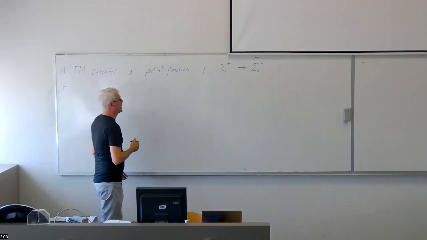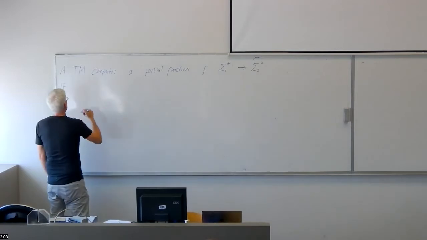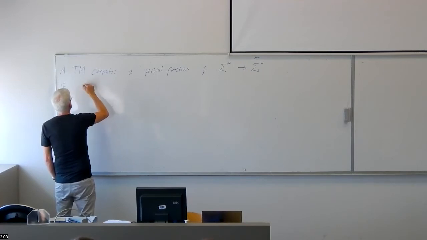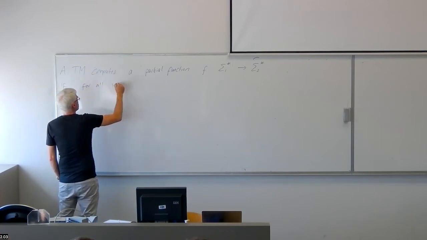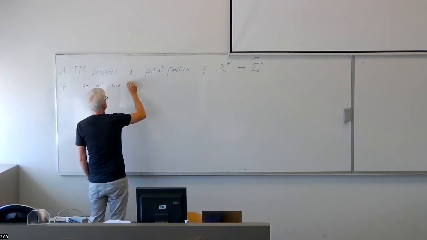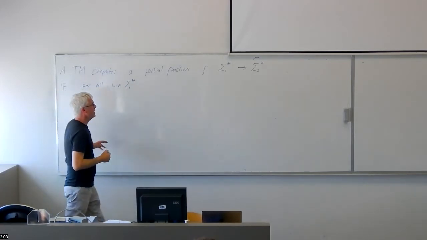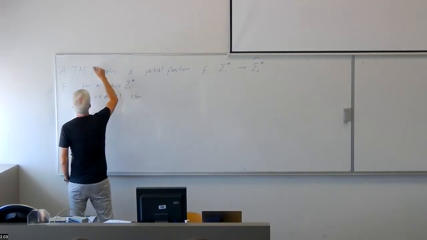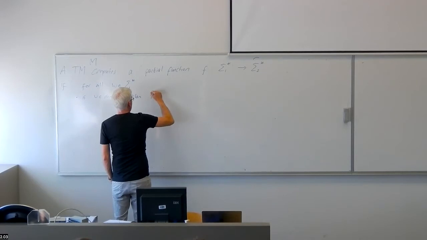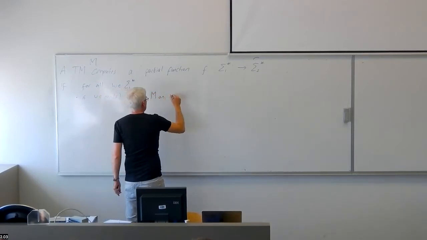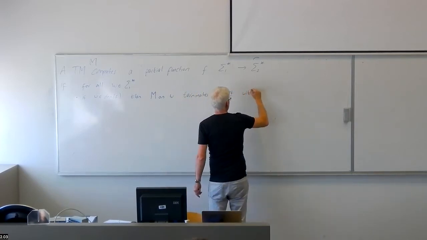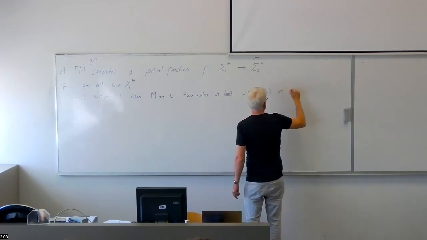well, we just require what we had before, but generalized appropriately, which is that for all input words in sigma 1 star, if the input word belongs to the domain of f, so if W belongs to the domain of f, then the Turing machine M, we execute M on W, and that terminates in the hold state with f of W on the tape.